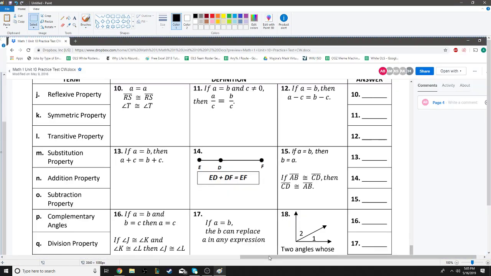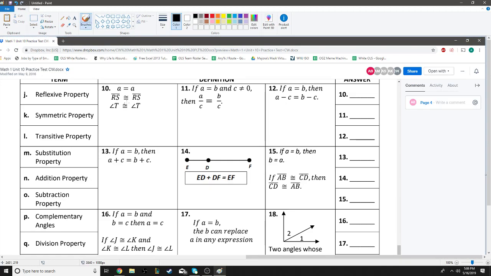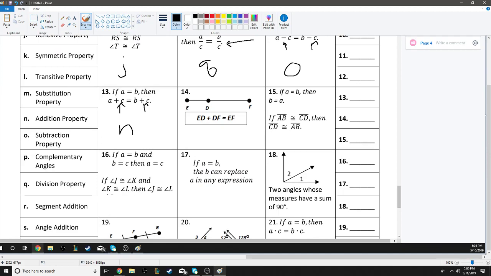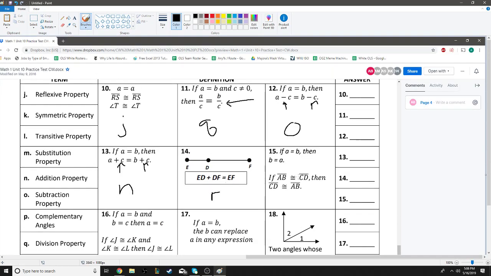Okay, next part. If they equal the same thing, then that is the reflexive property. If we're dividing on both sides, remember fraction is a fancy way to say divide, that is the division property. If you're subtracting the same thing from both sides, again, look, see that there's the subtraction signs. That's the subtraction property. If we are adding the same thing to both sides, that's the addition property. We are adding line segments, so that is segment addition, which is R.